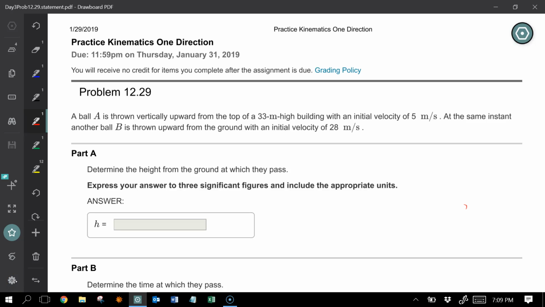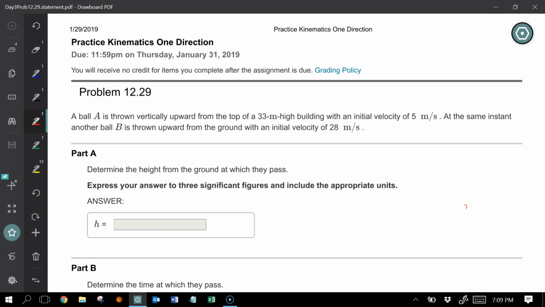Okay, in this video I'm going to show how to use the results that we have from the previous video and use them to solve a problem. So in this case, problem 12.29, a ball A is thrown vertically upward. Okay, that is telling us that it's in free fall, because once you let go of it, nothing's touching it. So you know that the acceleration is downward with 9.81 meters per second. Thrown vertically upward from the top of a 33-meter high building with an initial velocity of 5.